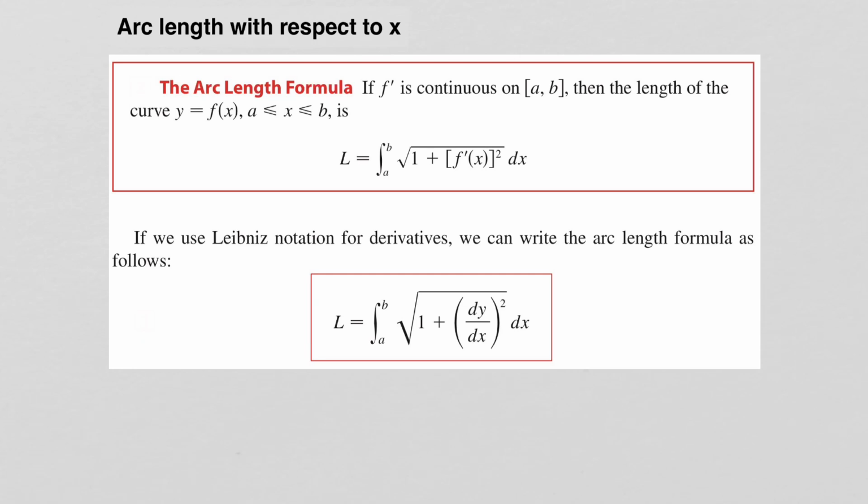So just to summarize, to find the arc length of a function with respect to the x variable, if we assume that f prime is continuous on the interval from a to b, then the length of the curve y equals f of x from x equals a to x equals b is the integral from a to b of the square root of 1 plus the derivative of the function squared dx. Or if we use Leibniz notation, we can rewrite that as the integral from a to b of the square root of 1 plus dy dx squared, and then dx.